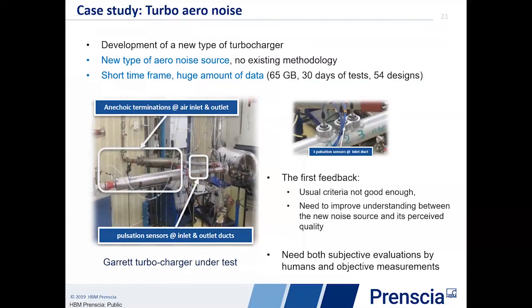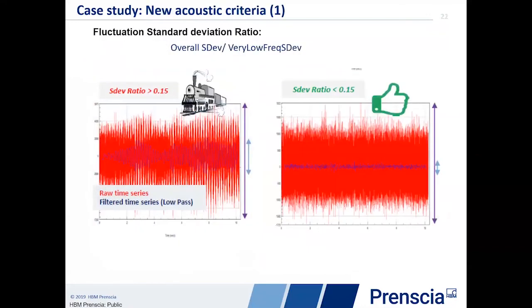So what did they come to? Well, they developed two new acoustic criteria for qualifying the sound quality of their new turbocharger. The first of them is what they call the fluctuation standard deviation ratio. What is it? Well, here we are in the time domain, and we want to assess this kind of steam locomotive effect that you would have because of the fluctuation under very low frequency signal modulation. This sound was gathered at the outlet of the compressor through the pulsation sensor.